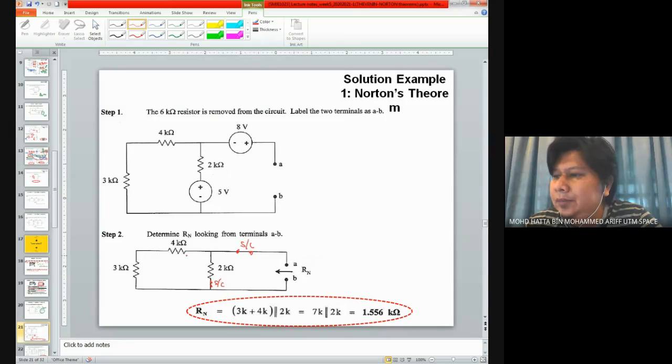Looking here, we have these two resistors in series. You need to combine these two first. These two should be in series here. And later on, it is in parallel with this 2 kilo ohm resistor. So that's why for Rn, is given by 3 kilo plus 4 kilo connected in series, this one, in parallel with this 2 kilo ohm resistor. And at the end, you will get the value of your resistor as 1.556 kilo ohm. That's for Rn.